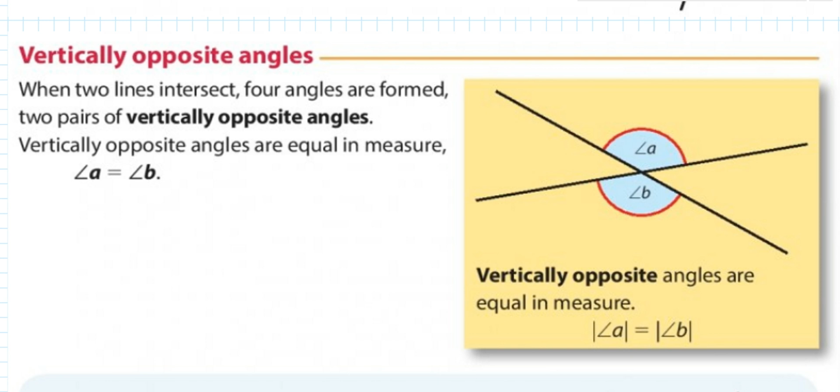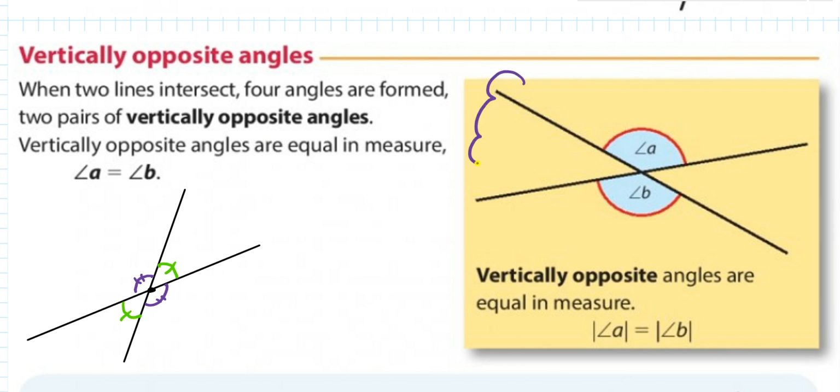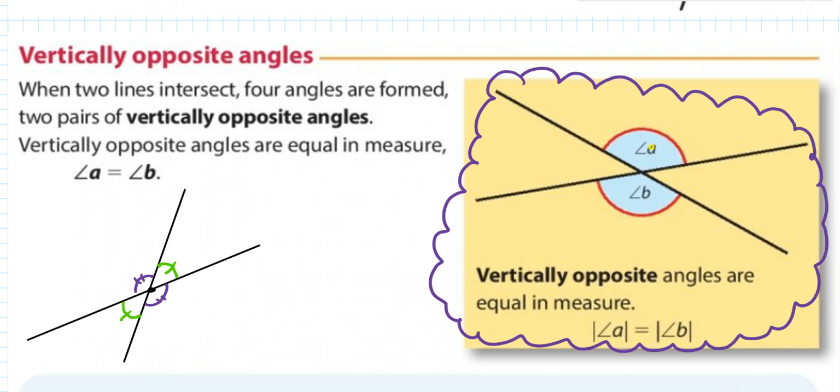This is probably a new concept for you, the concept of vertically opposite angles. If I was to draw a line and then put any other line, the angles that are formed, there are 2 pairs of angles. There is this pair of angles, and there is this pair of angles. We know the 2 purples equal to each other and the 2 greens equal to each other as a fact. They are vertically opposite angles and they are equal in measure. So here the angle A is equal to the angle B.